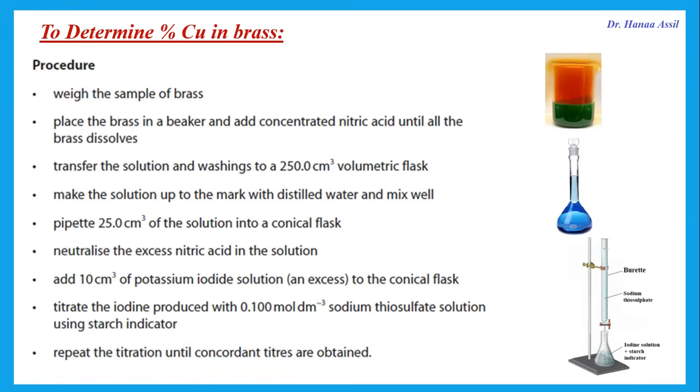Of course, this is by adding sodium hydrogen carbonate or sodium carbonate. Add 10 cm³ of potassium iodide solution to the conical flask. Titrate the iodine produced with sodium thiosulfate using starch indicator and repeat the titration. We can use this to calculate how much copper there is in the mixture.